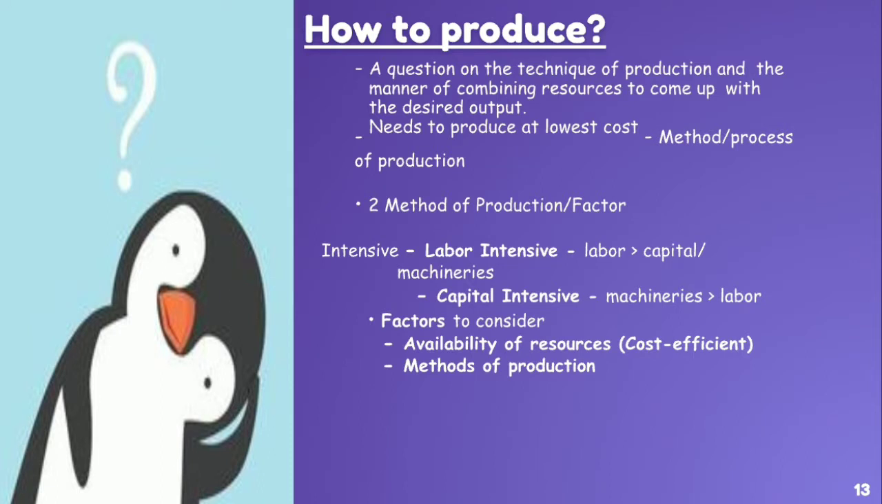Papaano nga ba mag-produce or how to produce? A question on the technique of production and the manner of combining resources to come up with the desired output. It needs to produce at lowest cost of production. We have here labor intensive, capital intensive, which is machineries, labor. Factors to consider: availability of resources, methods of production.